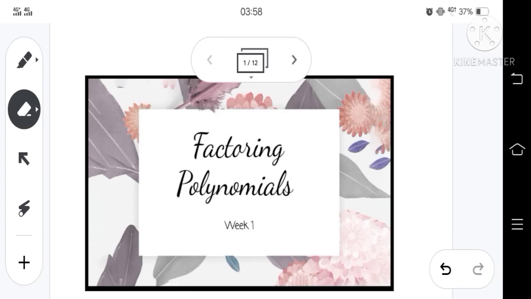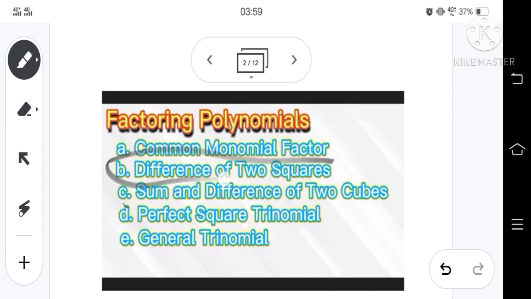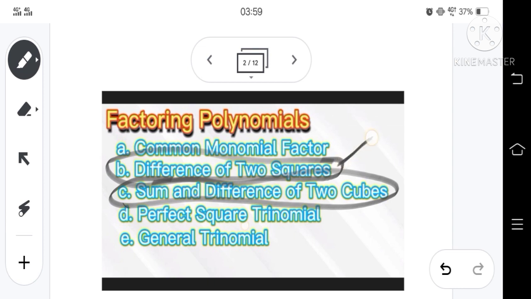Welcome back to my math class, and we are still in the topic of factoring polynomials. Specifically, you will learn today how to factor difference of two squares and how to factor sum and difference of two cubes. But for this tutorial video, you will just learn how to factor difference of two squares. So check out my other video for factoring sum and difference of two cubes. Let's start.